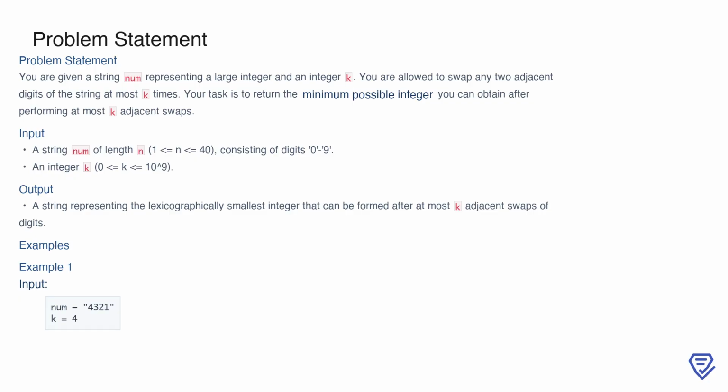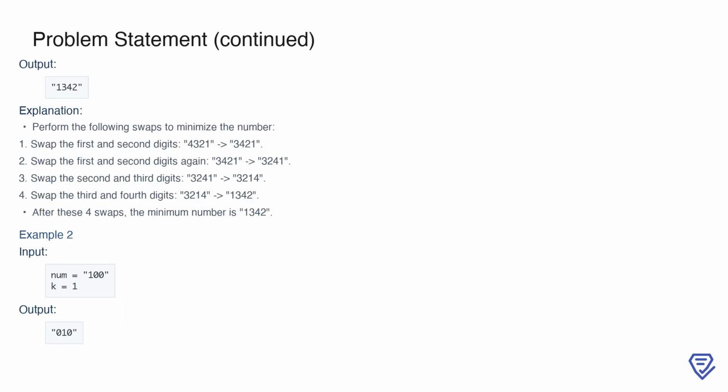This means you're optimizing the order of digits by carefully choosing adjacent swaps, while staying within the allowed k moves. For example, in the first case, if number is 4321 and k is 4, the goal is to make the smallest number possible by performing up to 4 adjacent swaps.